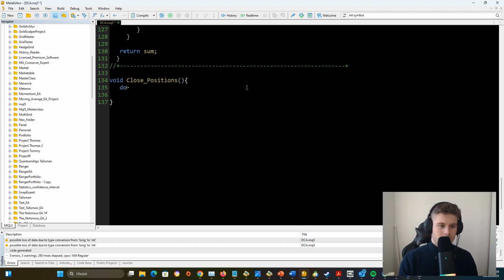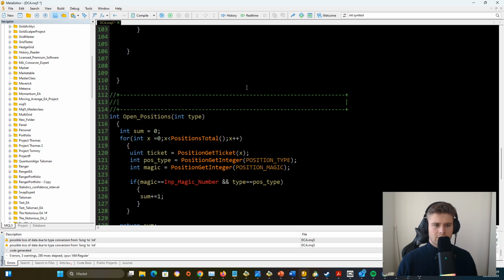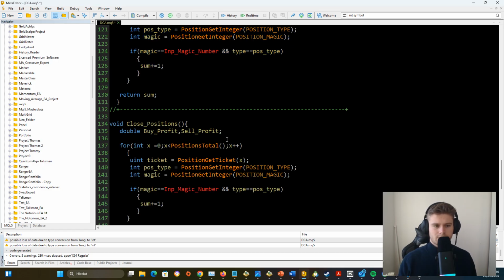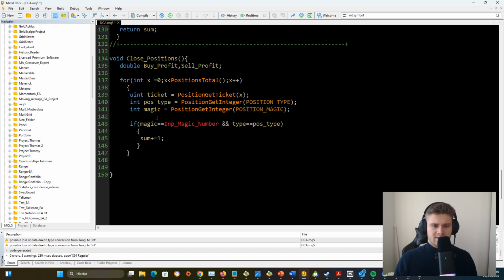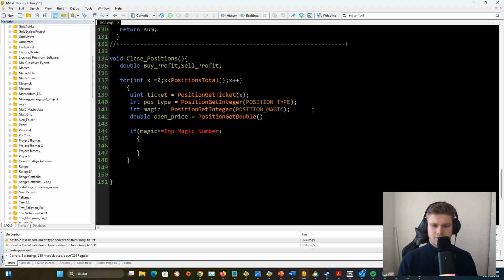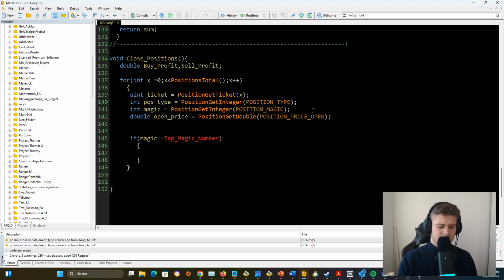We will do double buy profit, sell profit. And now we will do our for loop. I will just copy and paste it here. We will delete the type thing. We will also need opening price, which will be position get double price open, and we will also need current price.